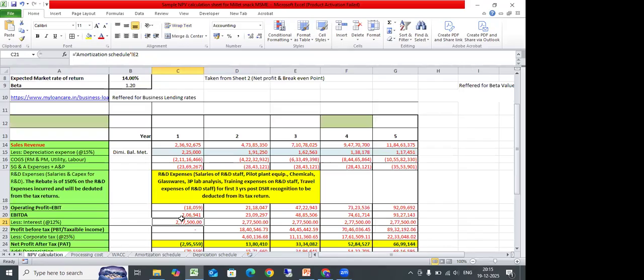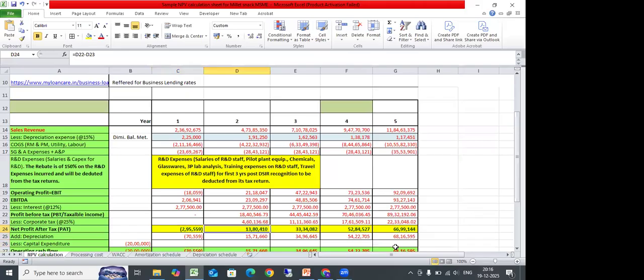So I will reduce this. So what will this be now? Minus 2,95,000. Since I have not made any profit, please Neha, correct me if I'm wrong, am I eligible for taxation? Is she there? Okay, fine. So that's why I have not taken the tax calculation here.